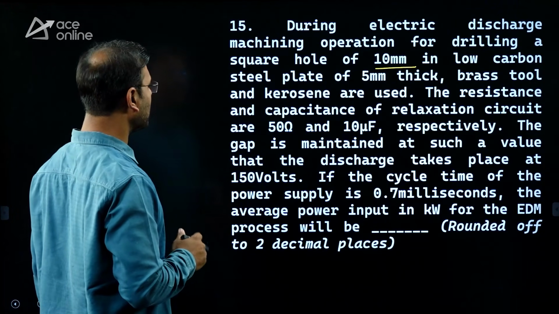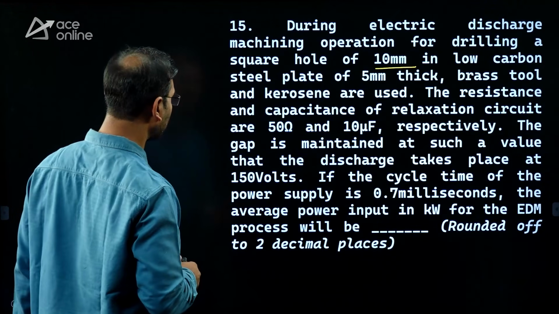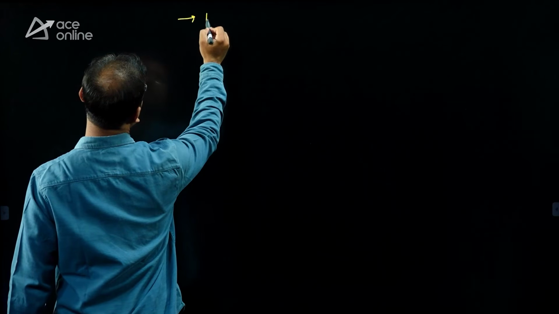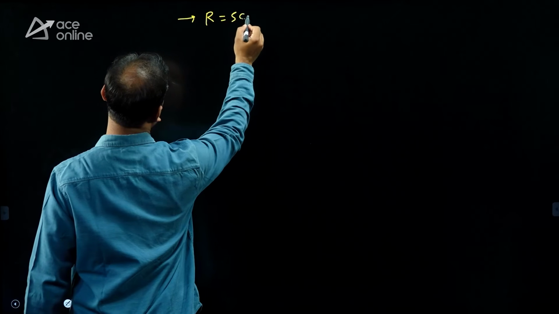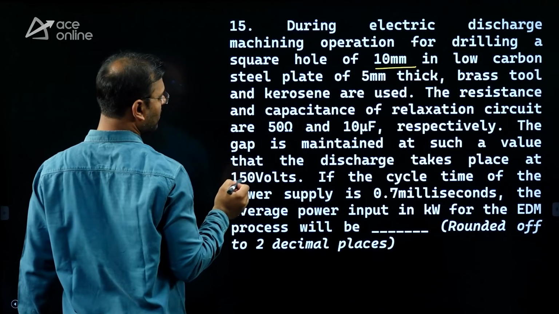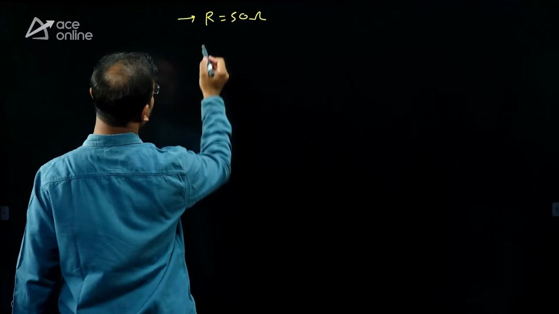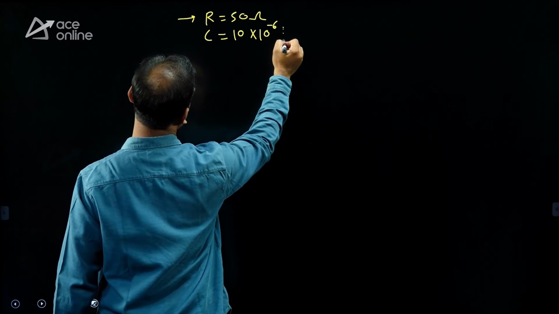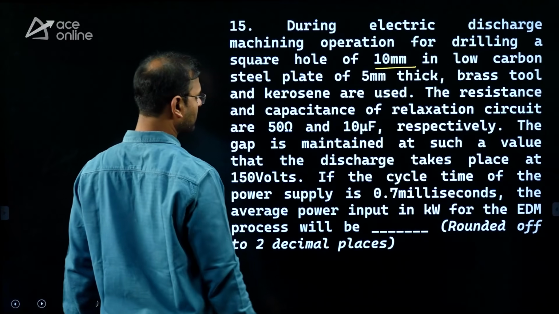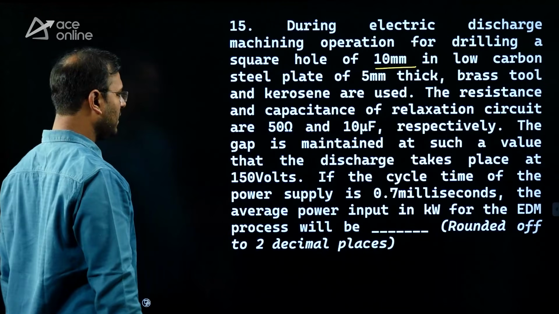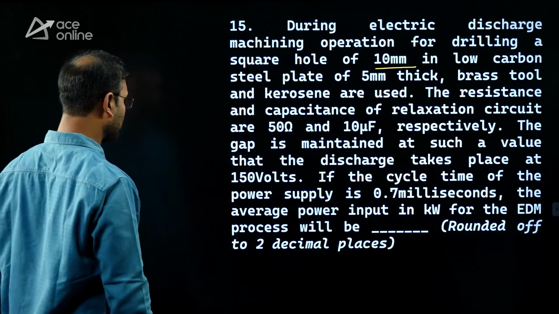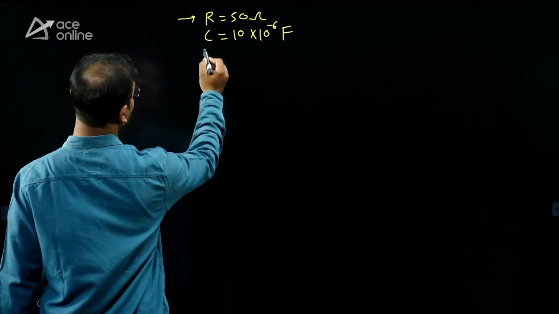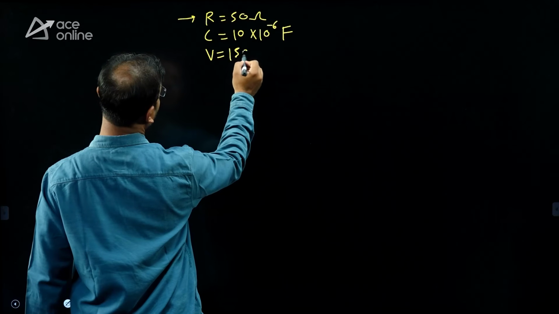Brass tool and kerosene are used. The resistance and capacitance of the relaxation circuit are, I am writing, resistance is equal to 50 ohm and the capacitance is 10 microfarad, that is 10 into 10 raised to minus 6 farad. The gap is maintained at such a value that the discharge takes place at 150 volt. Okay, big value they gave. Voltage is 150 volt.